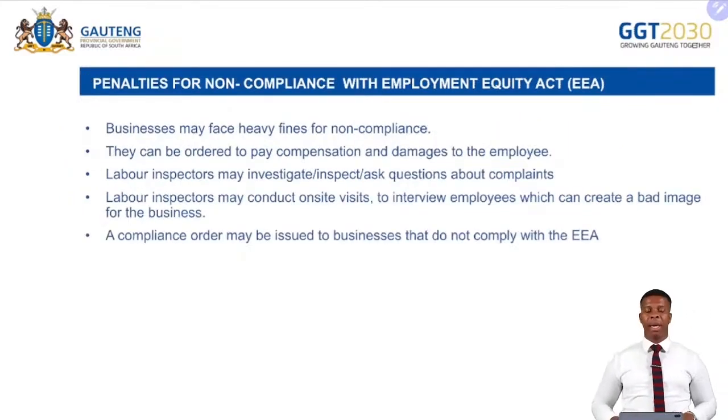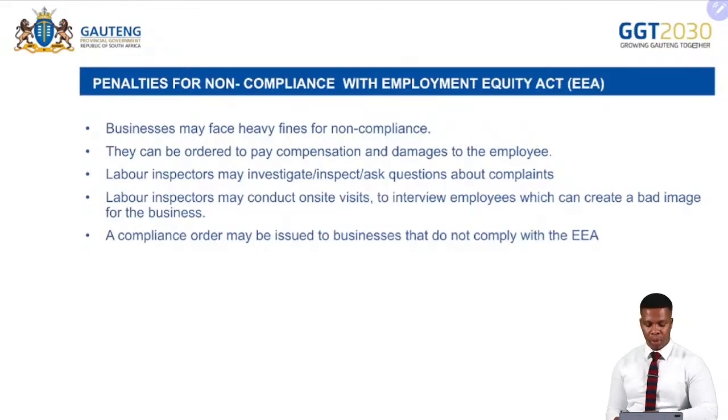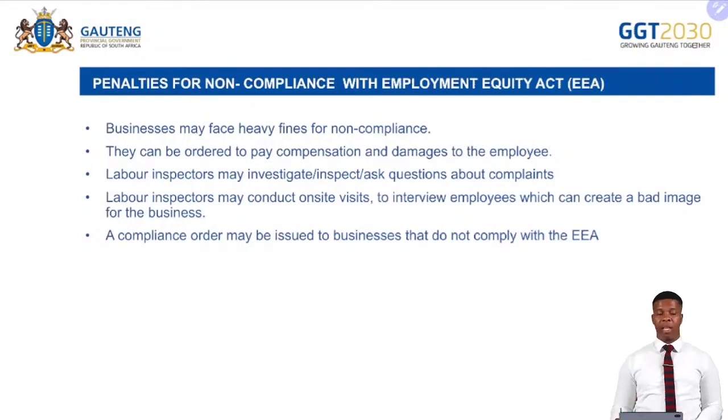And then when we look into penalties, to say after you have discriminated, what can be the penalties for not complying with this act? For instance, businesses may face heavy fines for non-compliance. They can be ordered to pay compensation or damages to the employees. Labor inspectors may investigate, inspect, or ask questions about complaints. And then labor inspectors may conduct on-site visits to interview employees, which can create a bad image for the organization or business. And a compliance order might be issued to the business that does not comply with the Employment Equity Act.